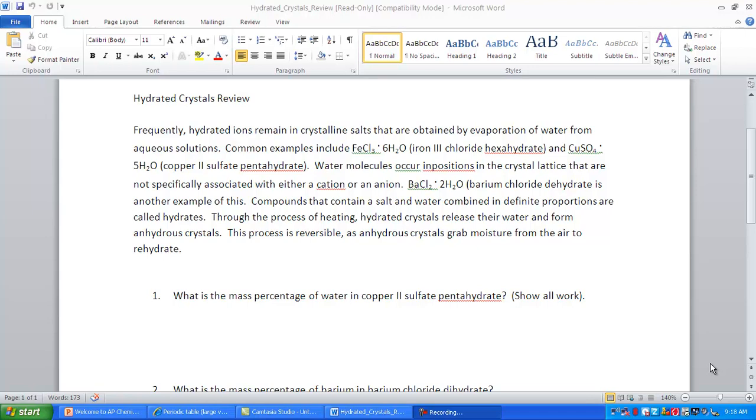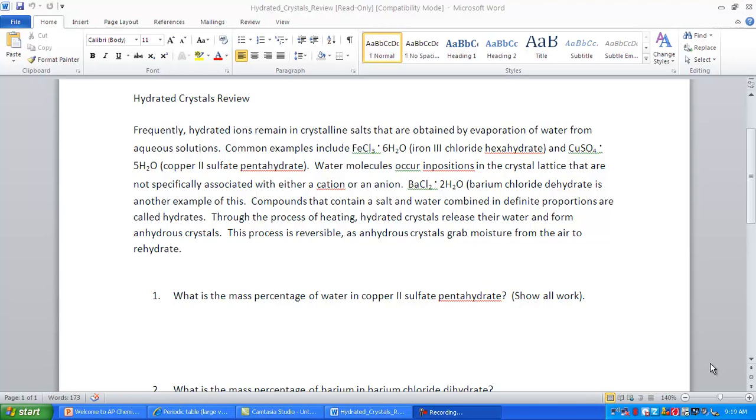Water molecules occur in positions in the crystal lattice that are not specifically associated with either the cation, that's positive, or the anion, which is negative. Barium chloride dihydrate, I've noticed two typos already, I apologize, is another example of this. Compounds that contain a salt and water combined in definite proportions are called hydrates. Through the process of heating, hydrated crystals release their water and form anhydrous crystals.